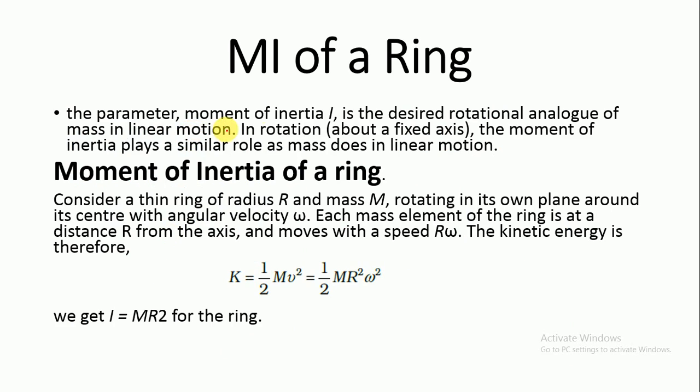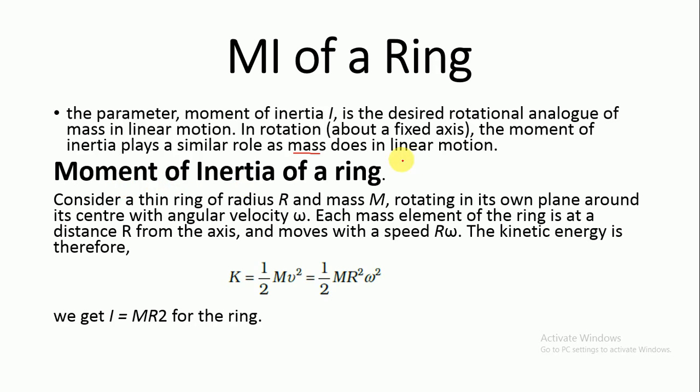The parameter moment of inertia I is the desired rotational analog of the mass in linear motion. In rotation about a fixed axis, the moment of inertia plays a similar role as mass does in linear motion. So mass in linear motion and moment of inertia in rotational motion, they are going to play the same roles.